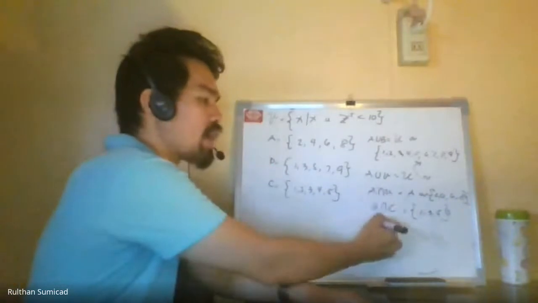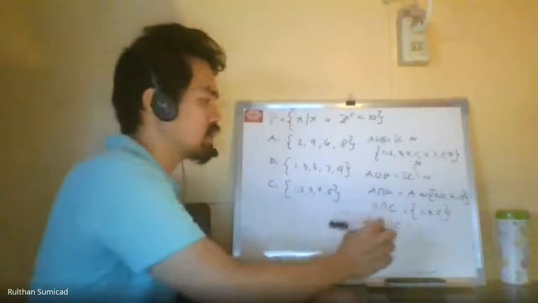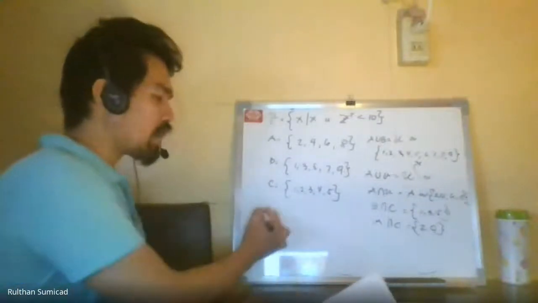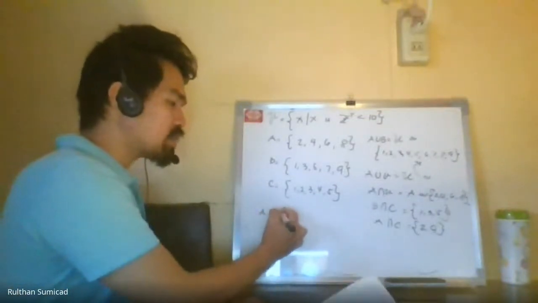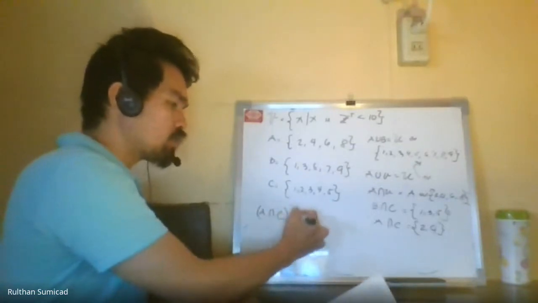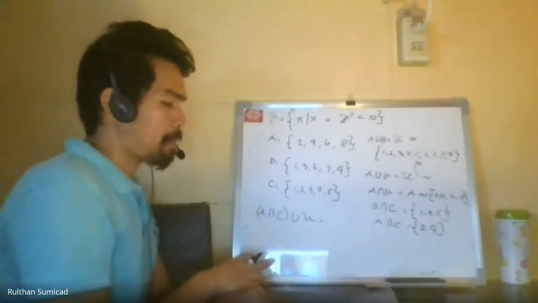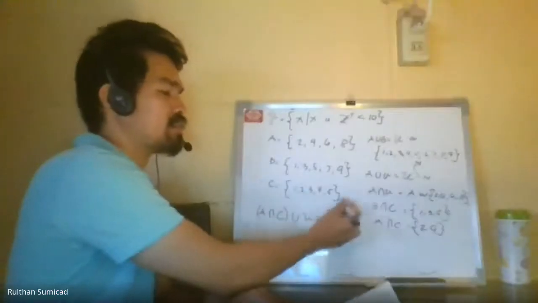What about A intersection C? 2, sir. 2 and 4. The answer is 2 and 4, sir. Okay, that's it. What about A intersection C and then union U? What's the answer? U, sir. Okay, it's the universal set.